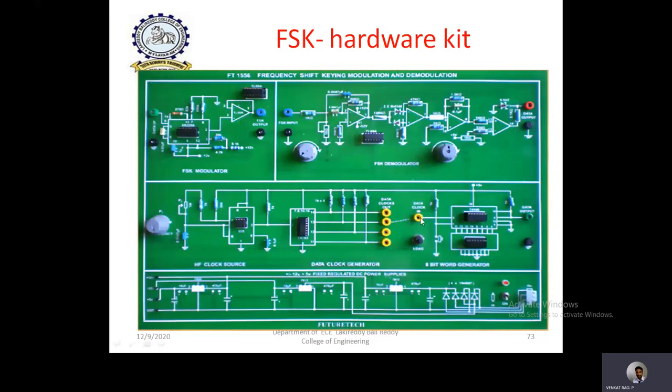Here there is a clock input. You can connect any one of the clocks and generate data, and connect the data to here. Observe the carrier without input; you can observe the carrier here. Connect the FSK output to the demodulation, and you can clearly observe the demodulated output here.